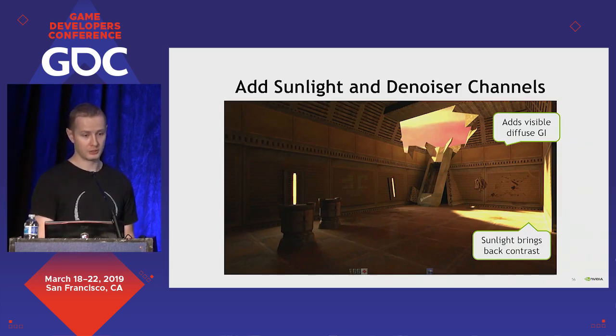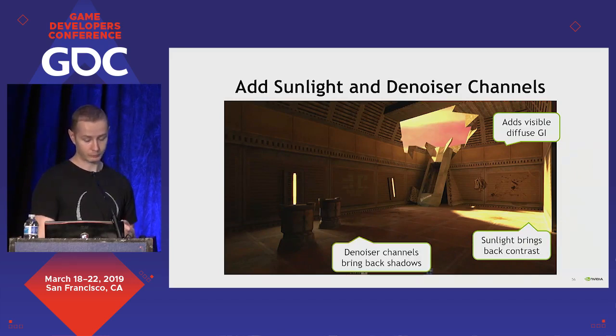What we also did is that we fixed the missing shadows problem by separating the denoiser into two channels. Because, like I said earlier, we have this low noise and low intensity signal for the direct lighting, and we have a high noise and high intensity signal for the indirect lighting. So we just split that into two channels, and that actually worked really well.